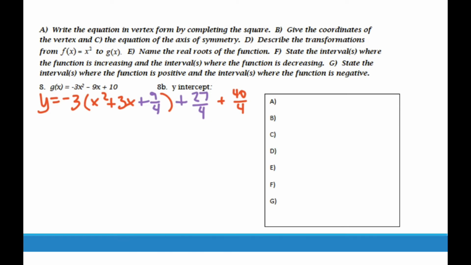I'm going to take 8 and write that in vertex form, so the first thing I need to do is factor out that negative 3. So I'll have negative 3 times x squared plus 3x. I'm going to leave some space. And then really what I did was I subtracted 27/4, that's why I'm adding 27/4. And then I just wrote plus 10 as plus 40 over 4 to get a common denominator. Okay, so now rewrite that in vertex form. That's going to be negative 3 times x plus half of 3, which is 3 halves, quantity squared, and then 27/4 plus 40/4 is 67/4. Okay, that's part A.